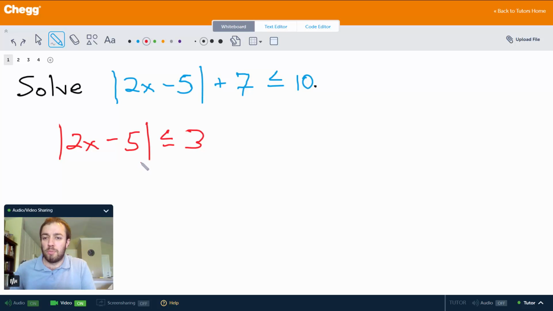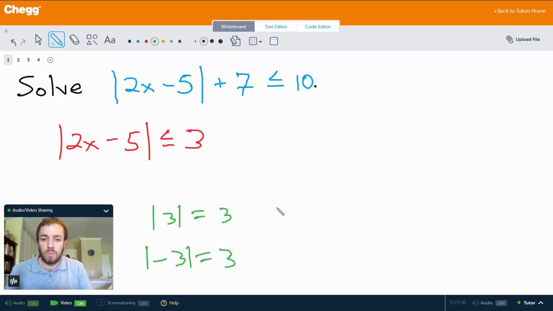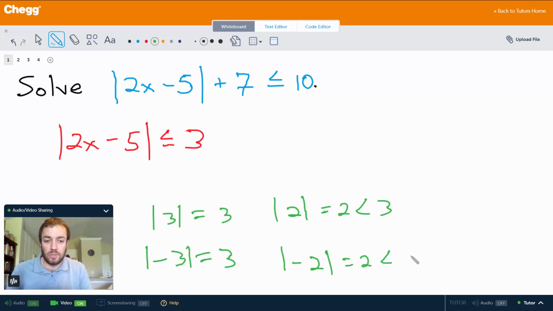Now, once we get to this part here where we have the absolute value all by itself on one side, what we do is split this up into two equations. So if the absolute value of 2x minus 5 is less than or equal to 3, what does that mean? Let's think about that for a second. What is the absolute value of 3? It's 3, right? What's the absolute value of negative 3? It's also 3. What's the absolute value of 2? It's 2, which is strictly less than 3, right? What's the absolute value of negative 2? Well, it's positive 2, which is still strictly less than 3.